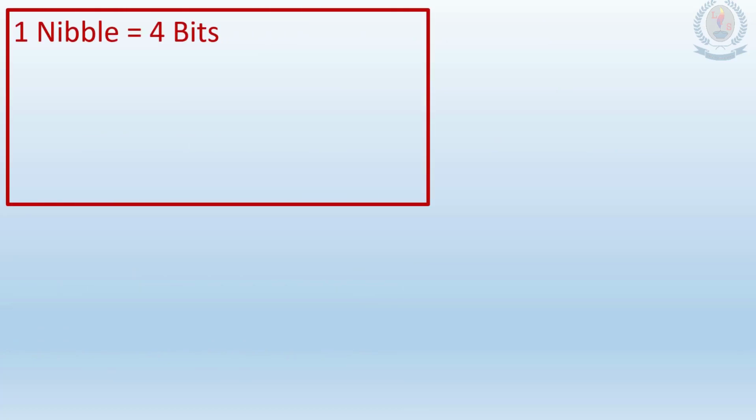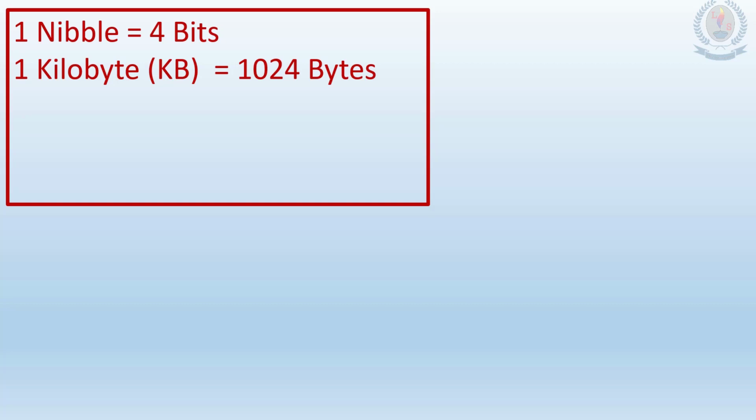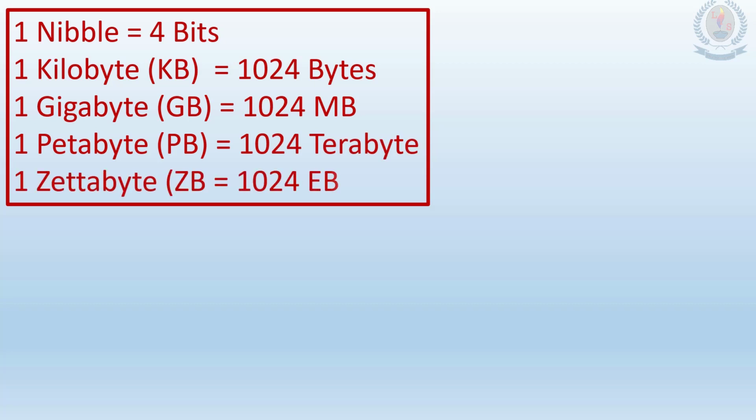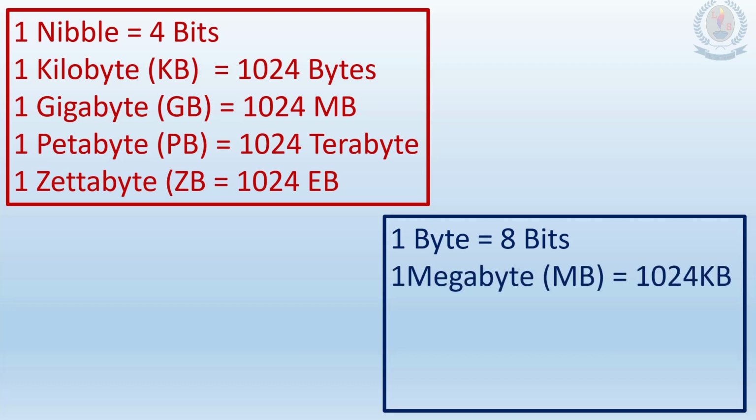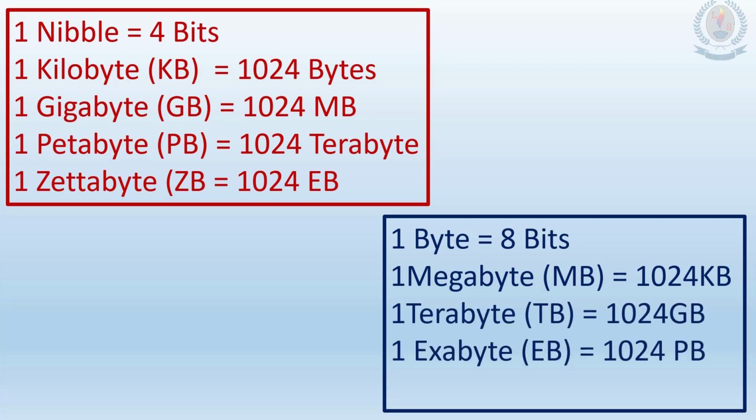So these are the measurements in binary number systems. This is how it goes. You have this in your book. 1 kilobyte is 1024 bytes and 1 gigabyte is 1024 megabytes, like this. You will have this chart in your book. Please go through this.